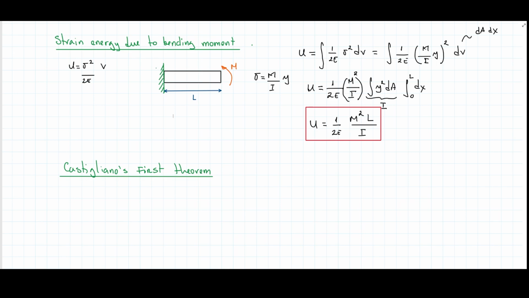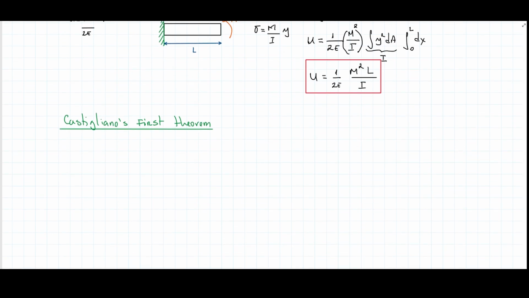All right, so to start working with Castigliano's first theorem, we're going to imagine that we have a body, a beam, for example, like this. I'm going to draw a beam in here.